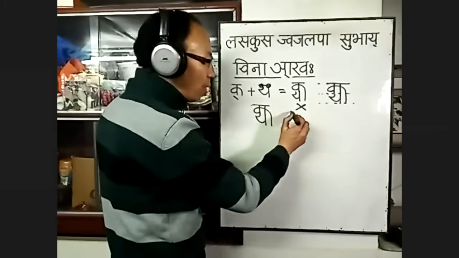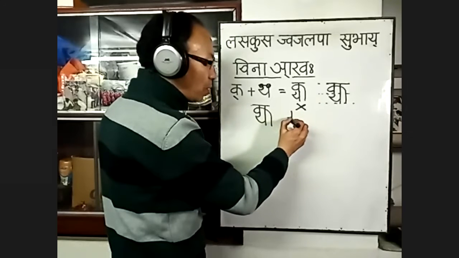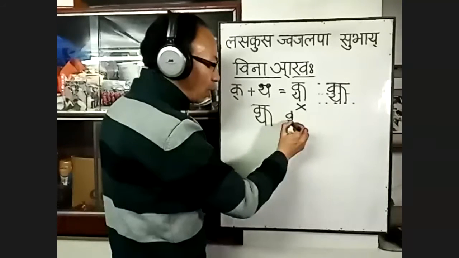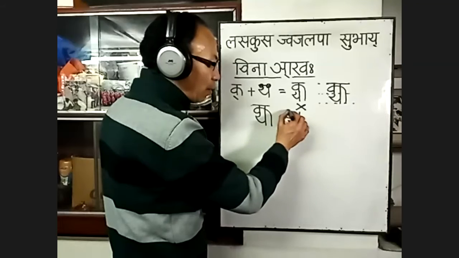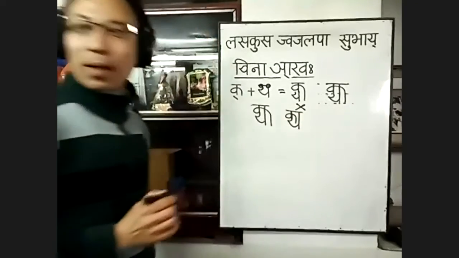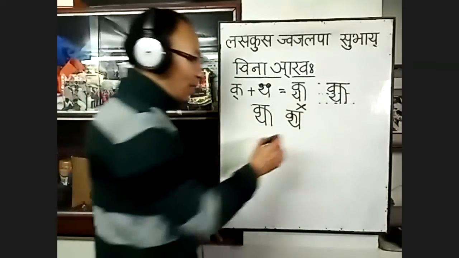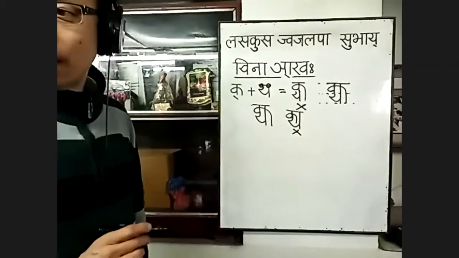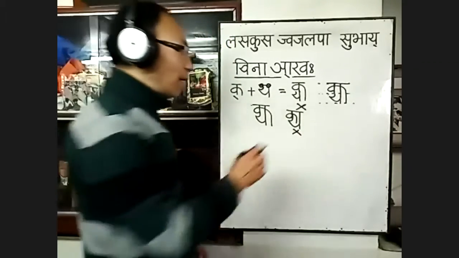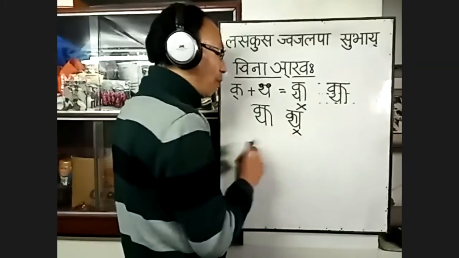What some people do is, some people do like this. They write ya and then give la here. This is incorrect. This is incorrect writing, okay? So this is how you write.